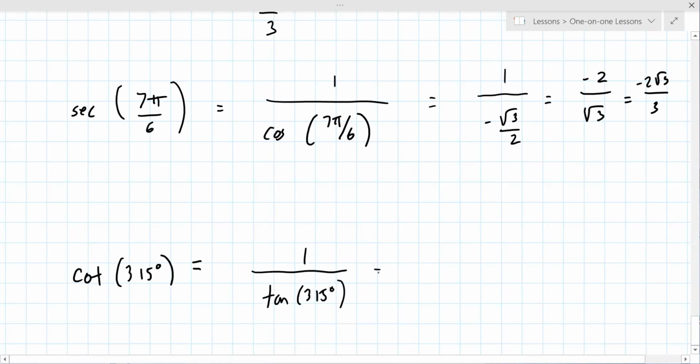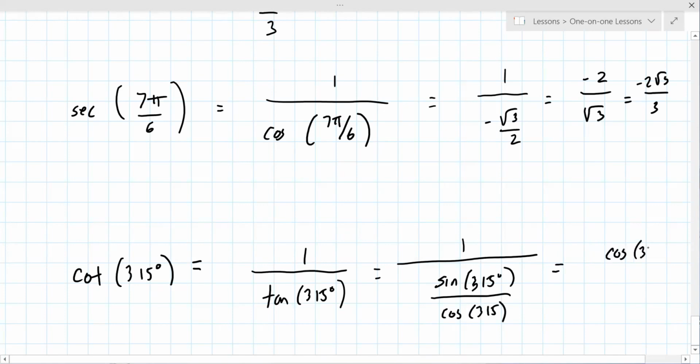But maybe you don't like that. Maybe you're like, well, I don't really like that. I like tangent, sine over cosine. So it's 1 over sine over cosine, and that becomes cosine over sine.